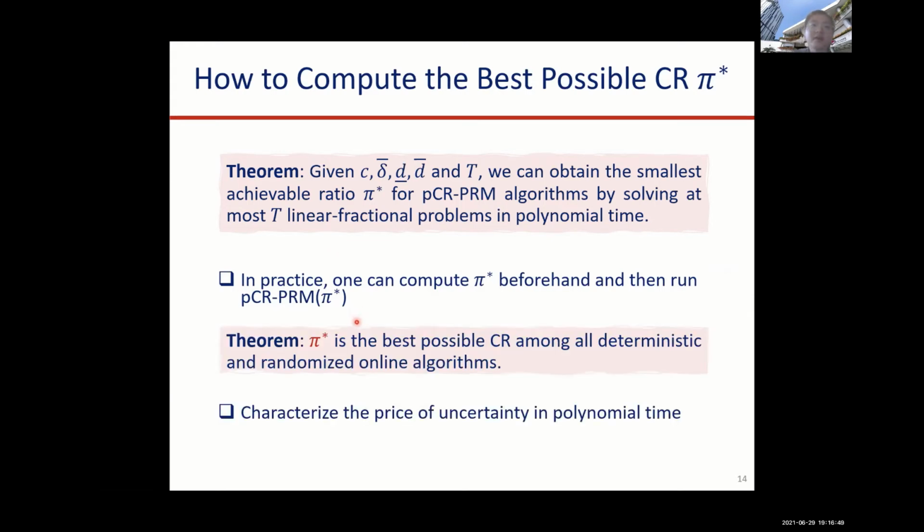Most surprisingly, we find out that this smallest achievable ratio is the best possible competitive ratio among all deterministic and randomized online algorithms for the considered problem. The best possible competitive ratio is also called the price of uncertainty because it indicates how much improvement we can obtain if we can have perfect prediction of future information. Combining the two results, we show that we can characterize the price of uncertainty in polynomial time.